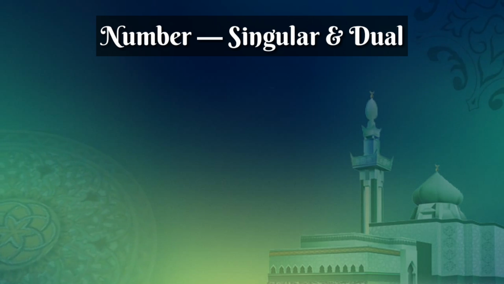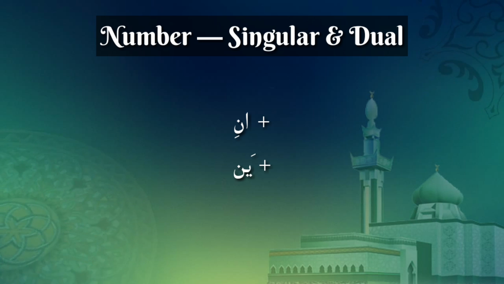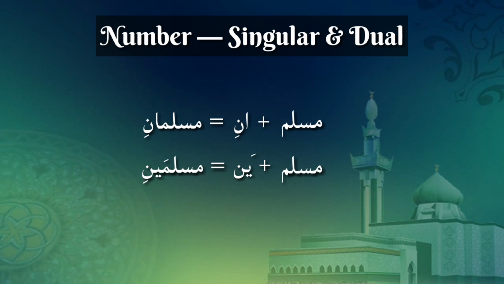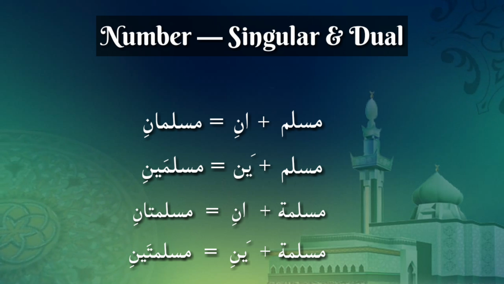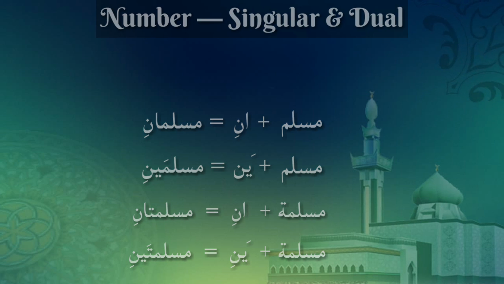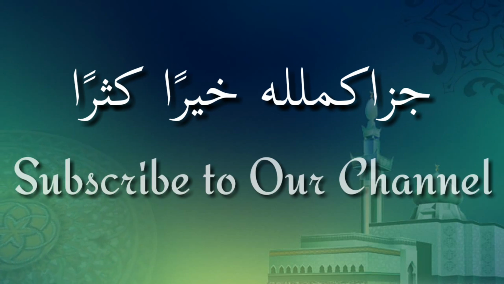All the ism follow the same rule. Just remember that adding ani or aini at the end of any ism turns it into dual, and if there is tamarbuta at the end of the ism, then we are going to replace tamarbuta with ta, and then we are going to add ani or aini along with it. So that's all for today. Remember, add ani or aini at the end of an ism, it becomes dual, and if there is tamarbuta at the end of the ism, then remove the tamarbuta, insert the ta, and then add ani or aini at the end. That's all.